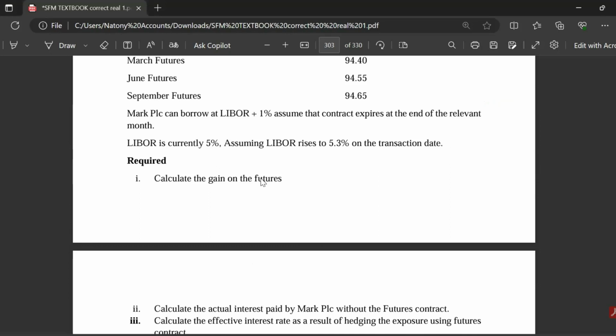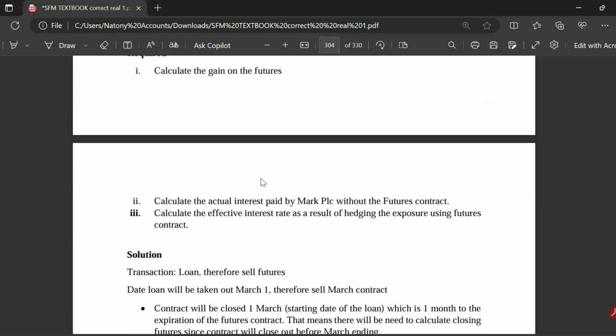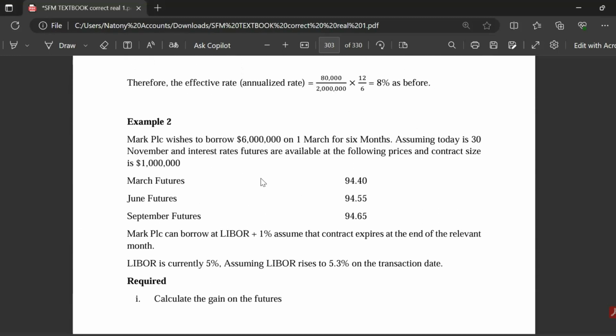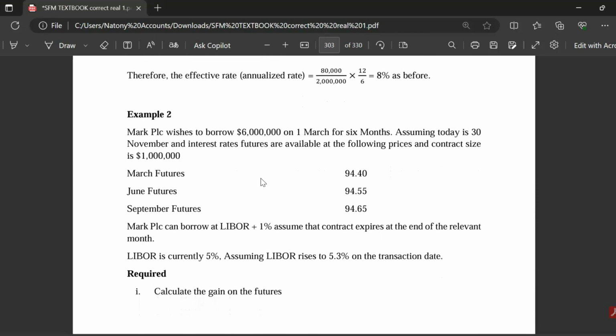Requirements: Number 1, calculate the gain on the futures. Number 2, calculate the actual interest paid by Mark PLC without the futures. Number 3, calculate the effective interest rates as a result of hedging the exposure using the futures contract. Now, from this question, should the company buy the March futures, June futures, or the September futures?